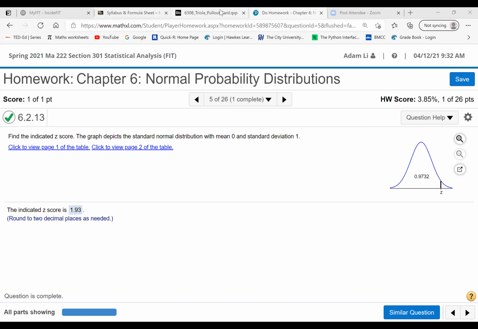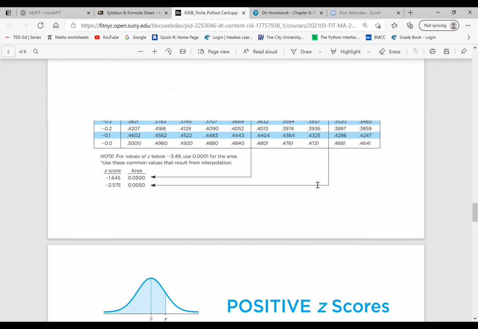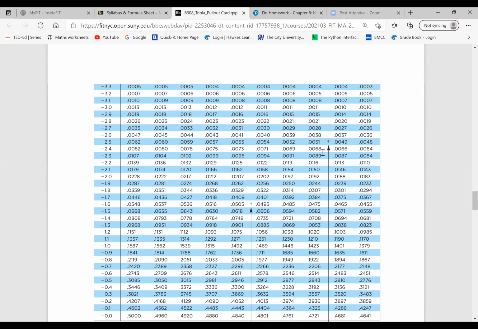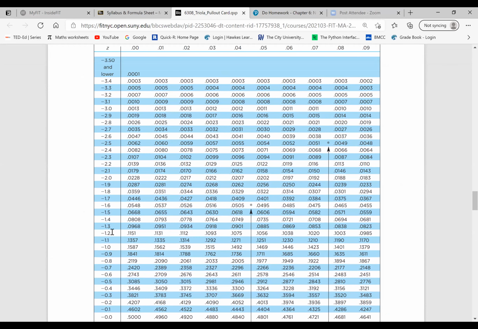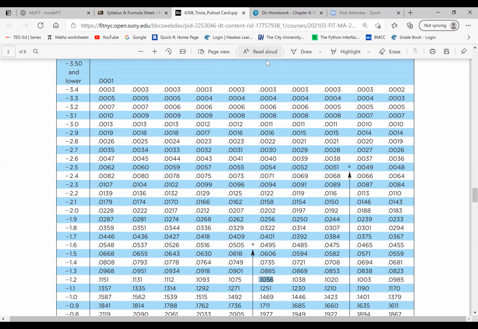Okay, and then you look at the table A2, and we're using negative 1.25. Negative 1.25 should be on the first page of the table A2. You go down a little bit, it should be 0.1056, right? That's the corresponding probability with a z-score equal to negative 1.25.